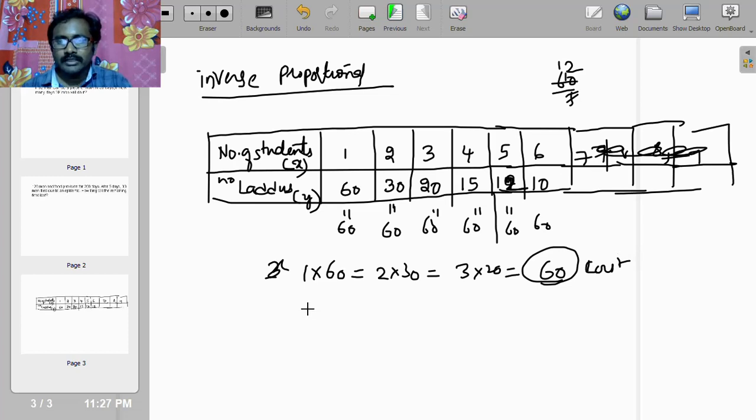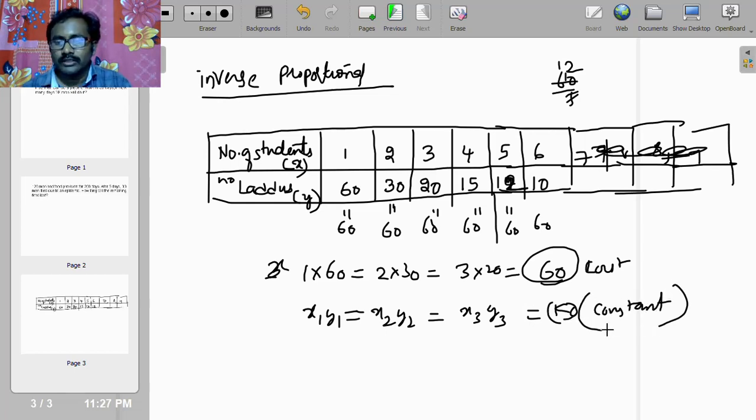So that is nothing but x1 y1 equal to x2 y2 equal to x3 y3 equal to constant. K is nothing but a constant. I hope you understand how we got the constant here. The number of students increases and the number of laddus decreases. When you multiply x and y, you may get the same constant value here.